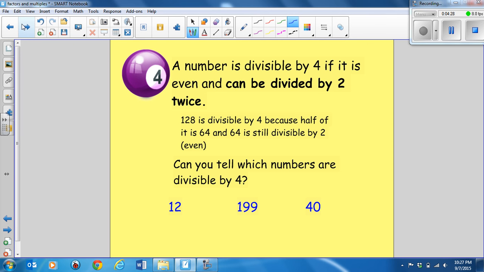Okay, 4. A number is divisible by 4 if it's even and can be divided by 2 two times. So let's take a look at this first one. 12. 12 divided by 2 is 6, and then divided by 2 again is 3. So 12 would be divisible by 4. This one is odd, so it is not divisible by 4. This one, 40 divided by 2 is 20, divided by 2 more is 10. So since it could be divided by 2 twice, it can be divided by 4.